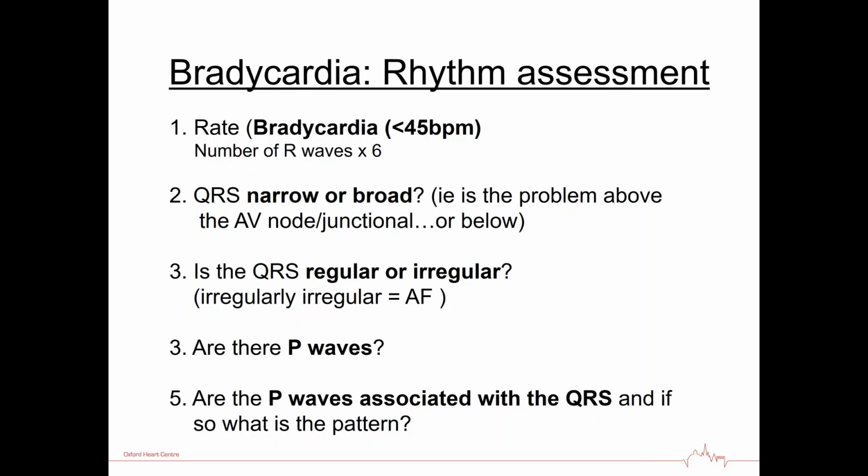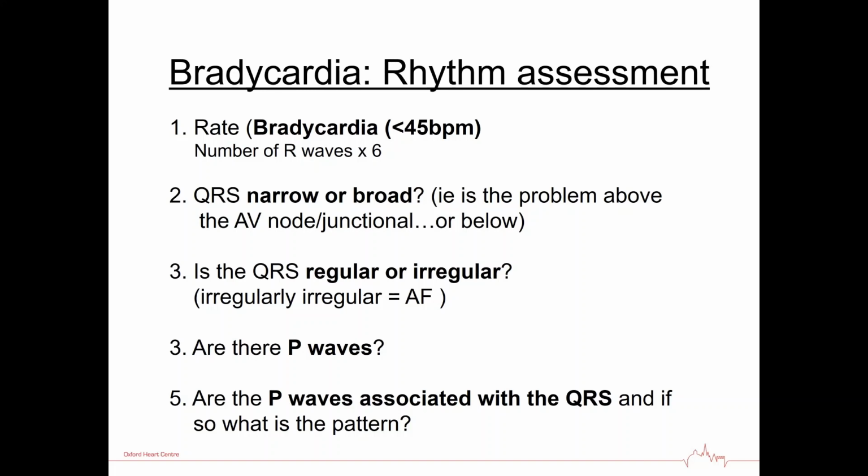If it's broad, then you know it's coming below the AV node somewhere through the conduction system of the Purkinje bundle of His, and the broader it is, the more worried you need to be. Is the QRS regular or irregular? Irregular is always AF. And then you'll look to see if there are P waves to confirm that or not. And obviously the P waves associated with the QRS when we're looking at the different types of block.